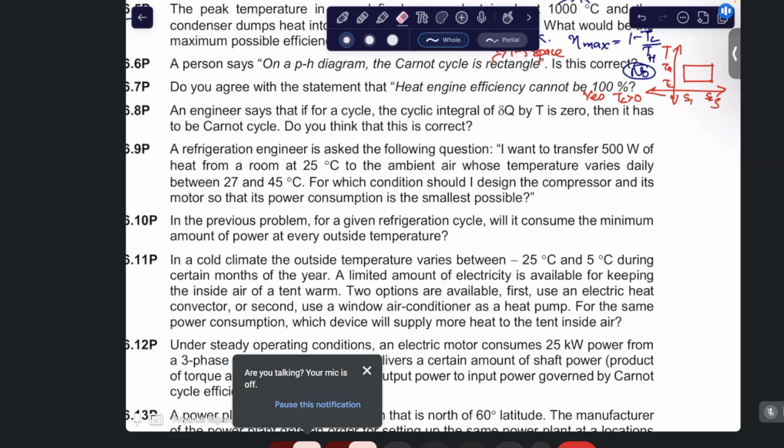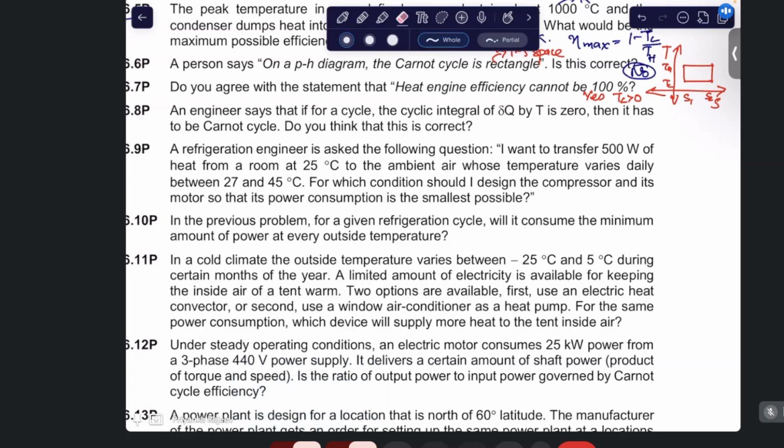So in 1 minus TL by TH, TL will always be some positive value, so there will be something to deduct from the maximum efficiency. You can always try to reach 100%, but 100% efficiency is quite impossible because of second law constraints.